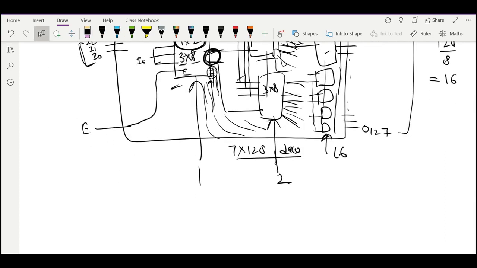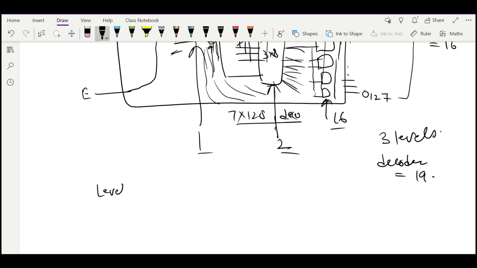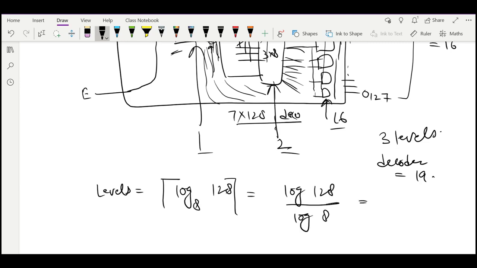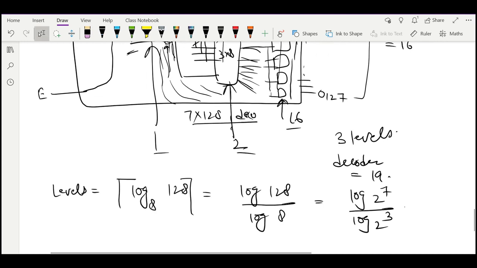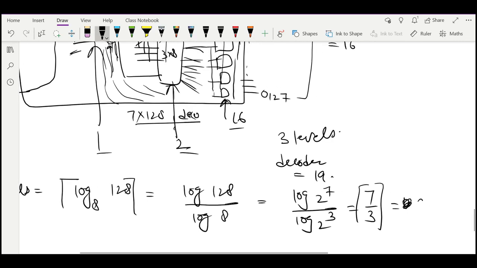Now see how many levels, 3 levels have been utilized. How many decoders in total have we used? We have used 19 decoders in total: 16 plus 2 plus 1. If we put this into the formula, let's see how many levels. This is log M by log N, where M is 128 here and N is 8. So we can say it as log 128 by log 8. This is log 2 to the power 7 over log 2 to the power 3, which is 7 by 3. If you take the ceiling of it, you will get 3 only.